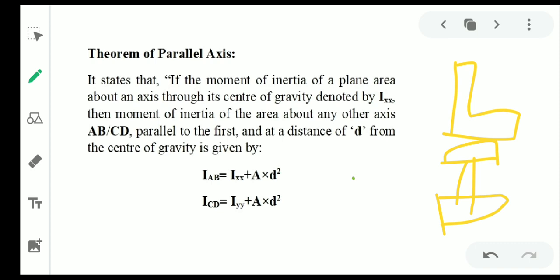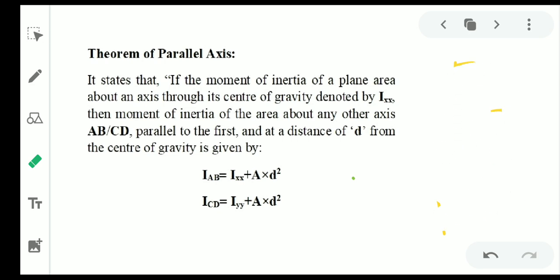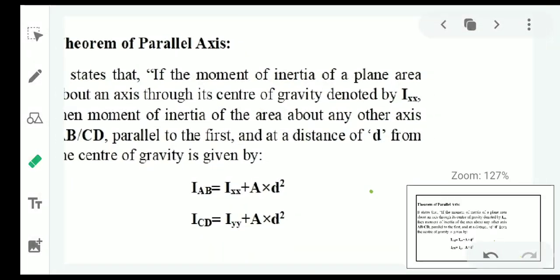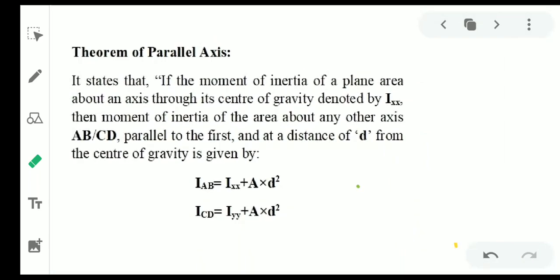So how to calculate the moment of inertia of a composite section? Don't worry, it is very simple. I will tell you in a very simple manner. So just follow this. This is a theorem. What is this theorem's name? Theorem of parallel axis. Exactly what this theorem tells: if the moment of inertia of a plane area about an axis through its center of gravity is denoted by I-axis.